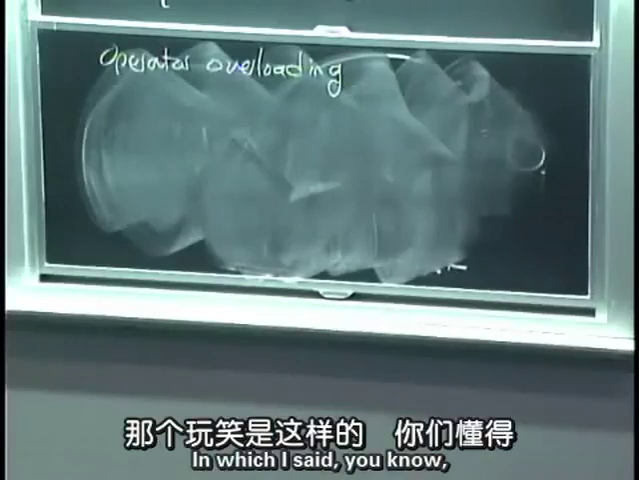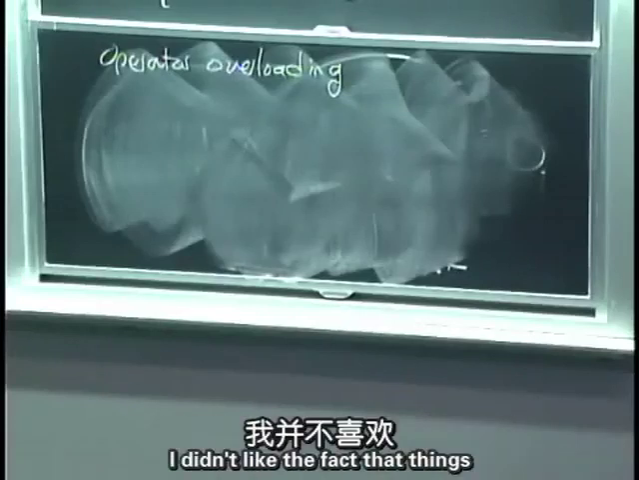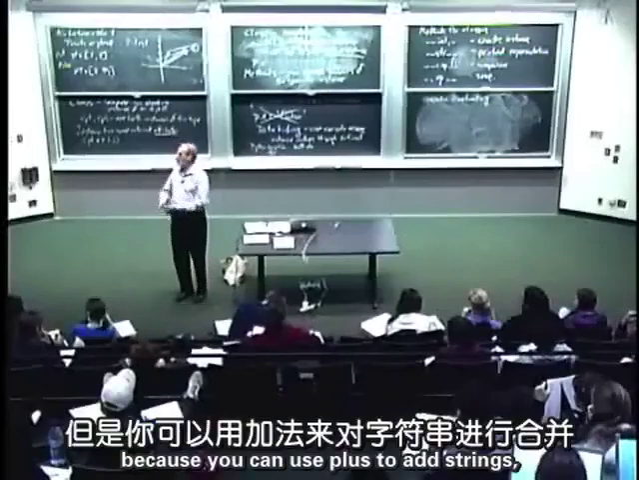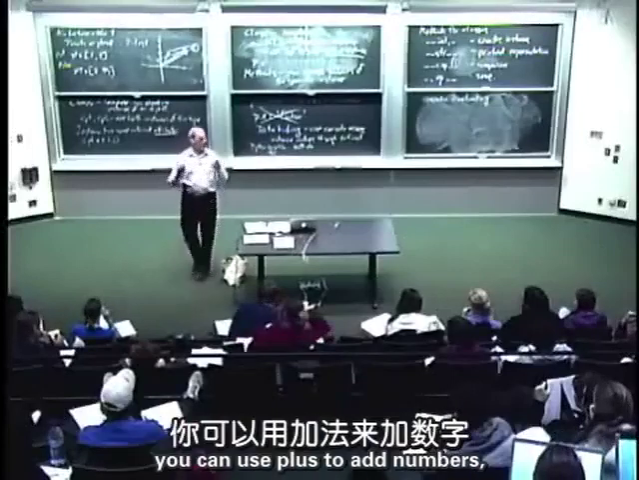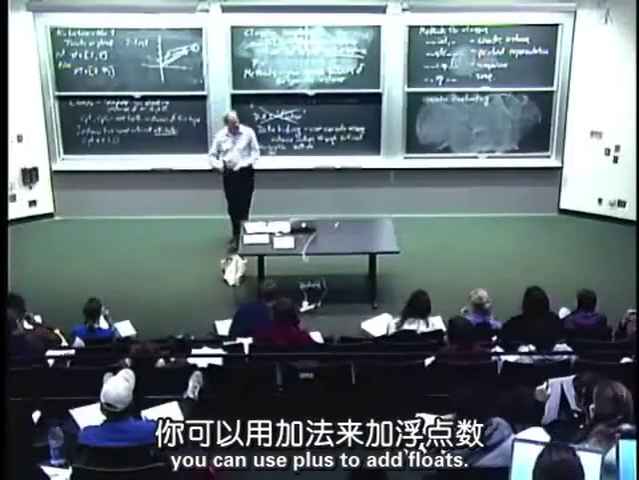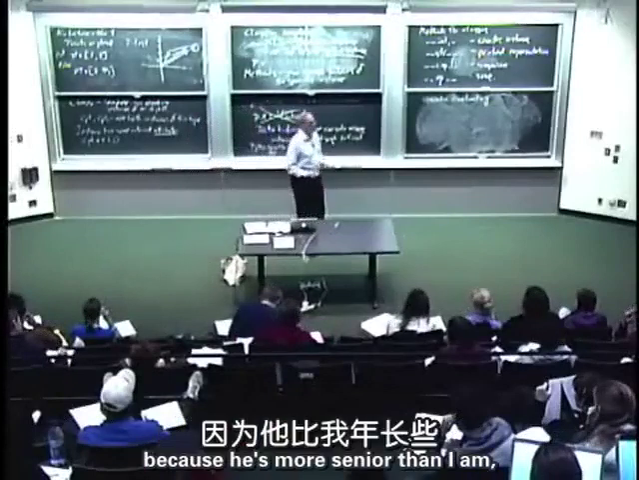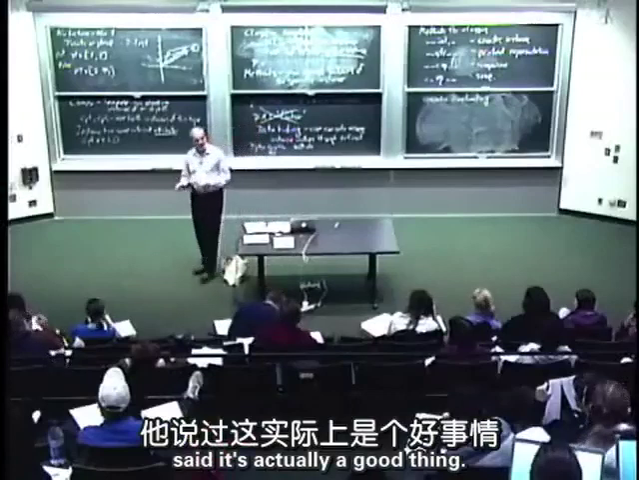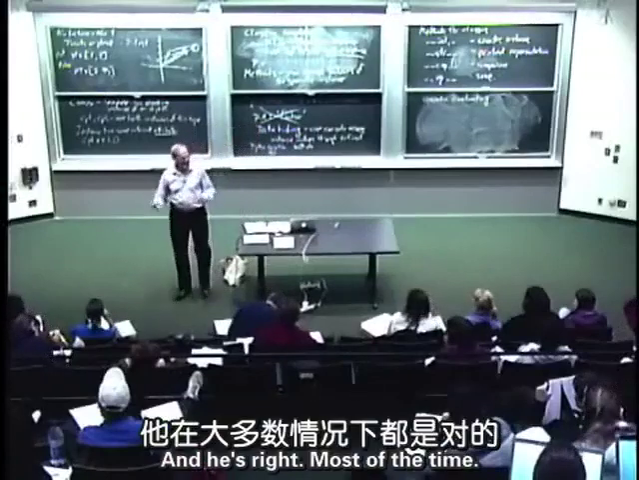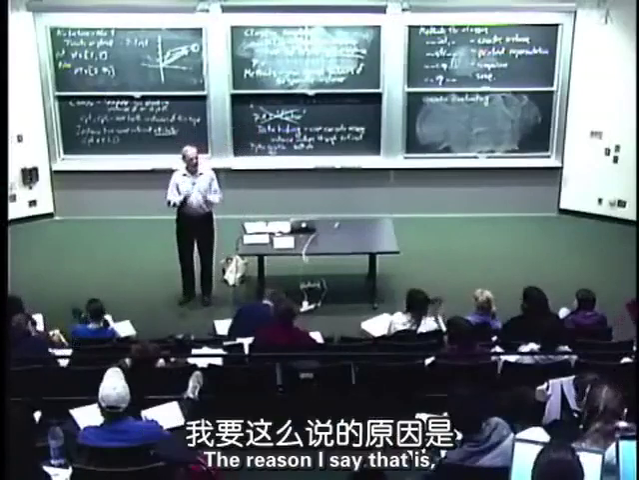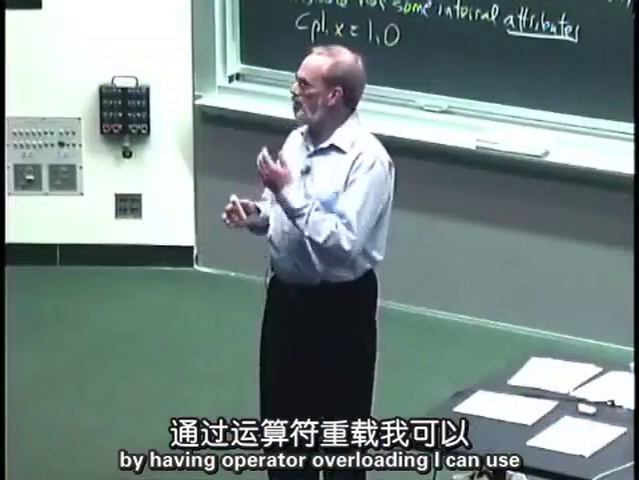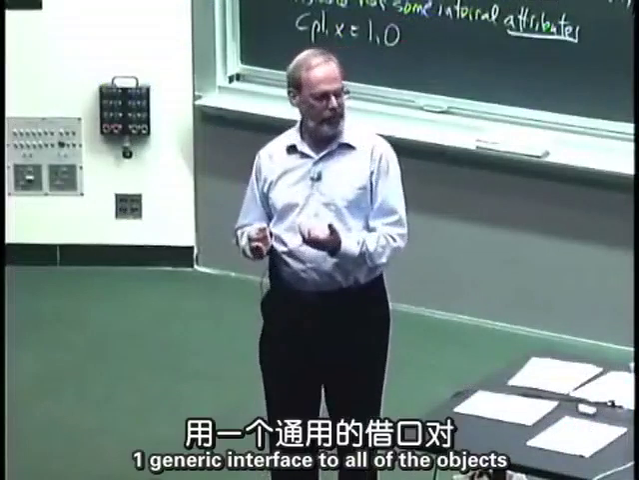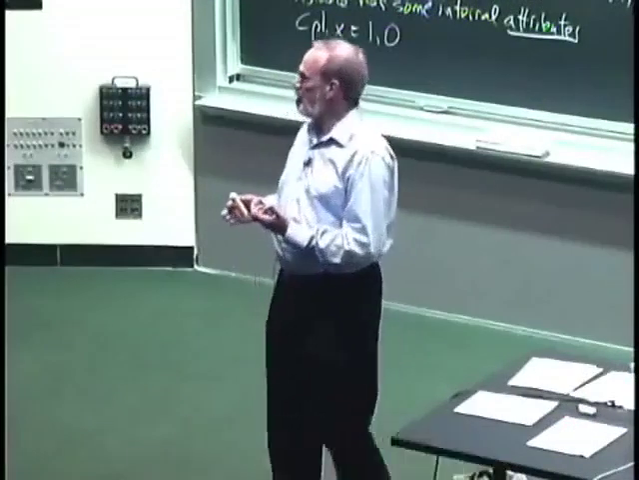In which I said, I didn't like the fact that things like plus are overloaded because you can use plus to add strings, you can use plus to add numbers, you can use plus to add floats. And he quite correctly, because he's more senior and more experienced than I am, said it's actually a good thing. And he's right, most of the time. And the reason I say that is by having that operator overloading, I can use one generic interface to all of the objects that I want to use.